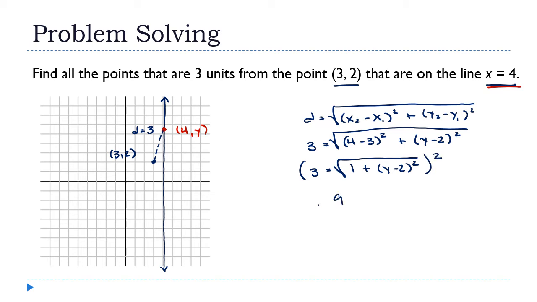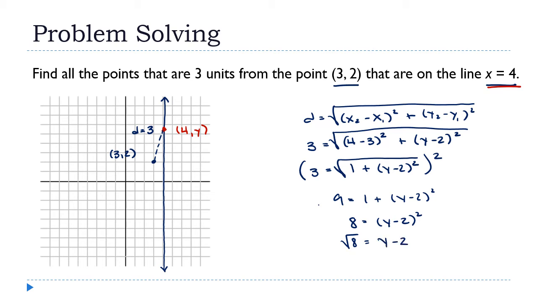All right, so from here, let's square both sides. 3 squared is 9. The square root goes away. 1 plus y minus 2 squared. Let's move the 1 over. 8 equals y minus 2 squared. And here you see what I'm talking about. Take the square root of both sides. The square root of 8 is the square root of 8. The square root and the square cancel, and I get y minus 2.